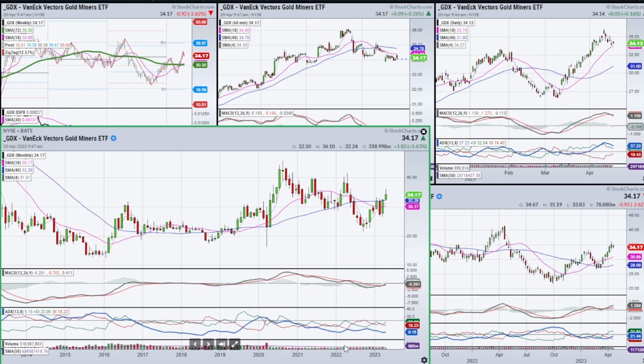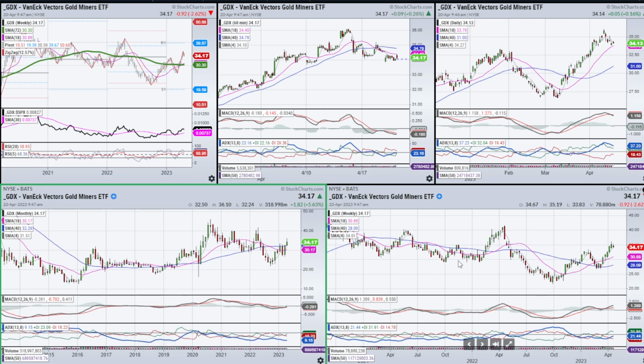I think when you look at GLD, when you look at some of the individual patterns, RGLD, go look at FNV, a few stocks like that, they're showing even more strength, WPM in the silver area. So I like what's going on here. I think there's a pretty good chance that this pullback is going to hold.